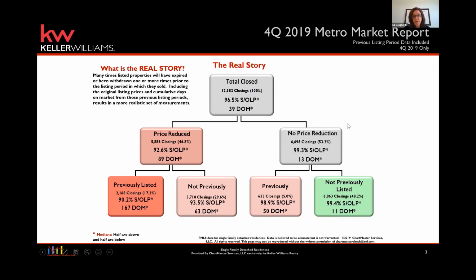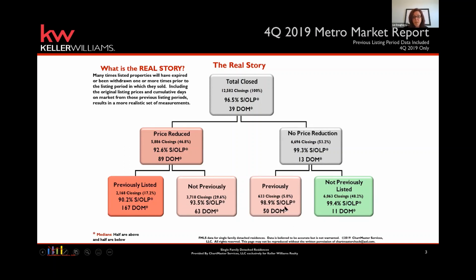On the other side, we have the people that sold and didn't have to take price reductions, what they ended up with, which is 99.3% of their original price. And it took them 13 days for a median. Every now and then, you know, sometimes whether it's an issue with an agent or something happens, they have to list again, but they didn't take a price reduction.